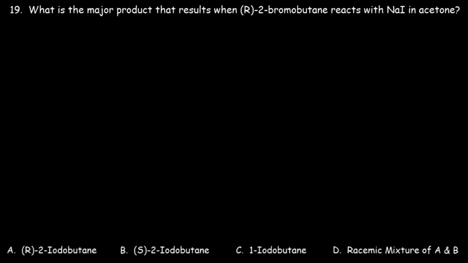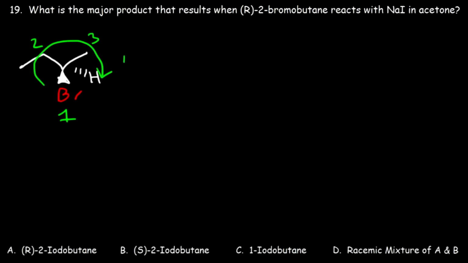19. What is the major product that results when R-2-bromobutane reacts with sodium iodide and acetone? So first, let's draw R-2-bromobutane. We need to put the bromine atom in the front, and we need to put the hydrogen in the back. So let's make sure it's R. The bromine atom has the highest priority. Next is the ethyl group, then the methyl group. So if we count from 1, 2 to 3, H is in the back, which is group number 4. We can see that we have the R isomer.